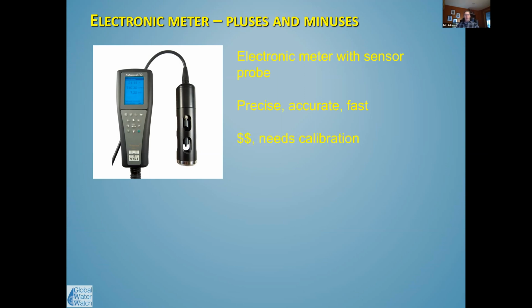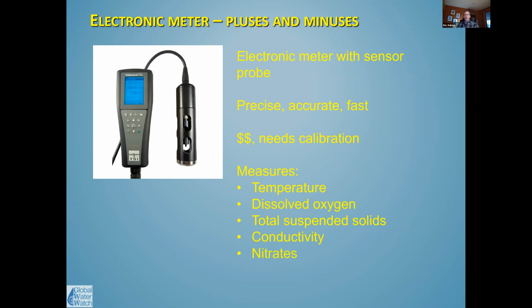The downside is that they're very expensive. They typically cost several $1,000s a piece, and they need calibration, ongoing calibration before you go out. And because they're expensive, it's difficult to distribute them widely amongst a group of volunteers. This particular meter measures temperature, dissolved oxygen, total suspended solids, and conductivity, as well as nitrates. You can get different probes to measure different things with these types of meters.